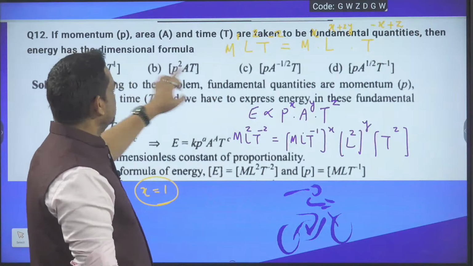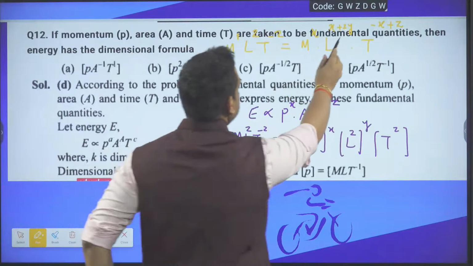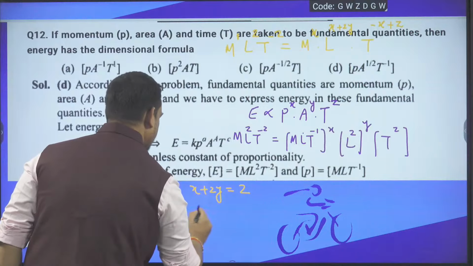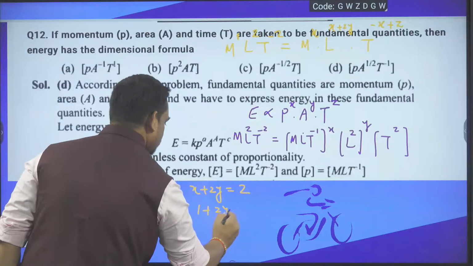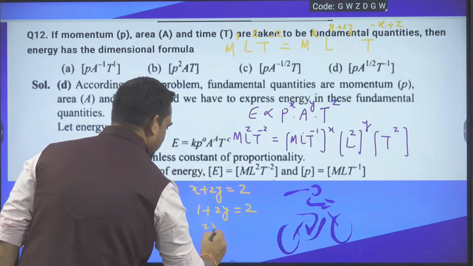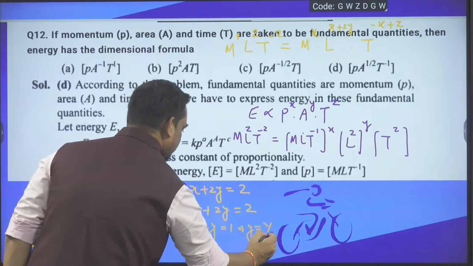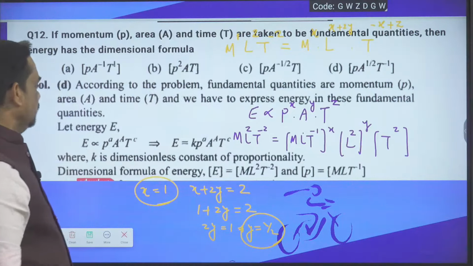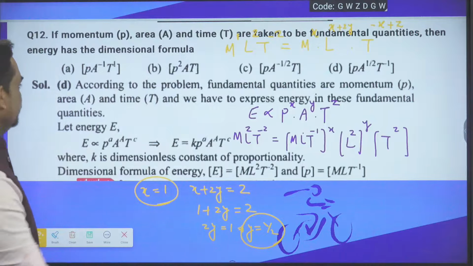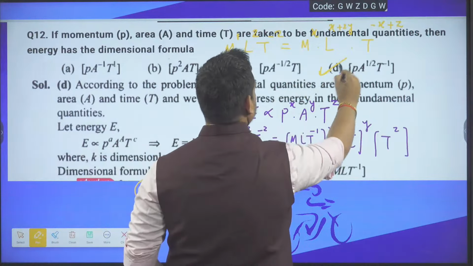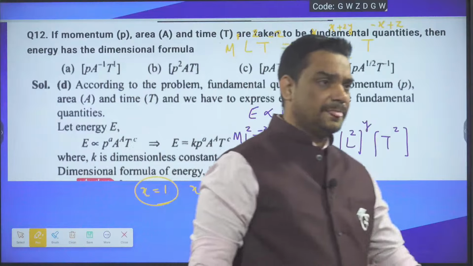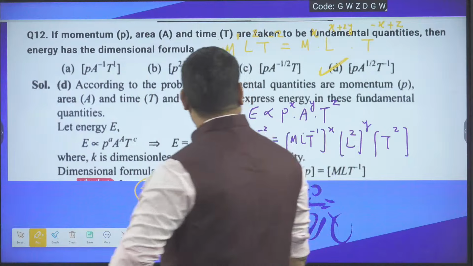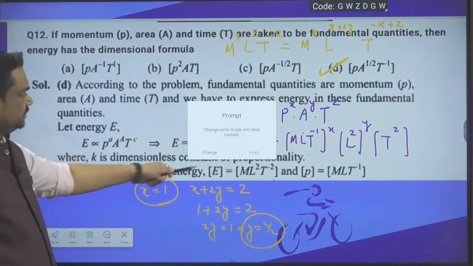There are actually three options, so I have to solve for the next also. We can say X plus 2Y is 2. X is 1, so 1 plus 2Y equals 2. So 2Y equals 1, so Y becomes 1 by 2. Y equals 1 by 2 is only in this option. That's why this one becomes the correct one. No need to solve further. Clear? Like this we can solve. This is one important method you need to know.